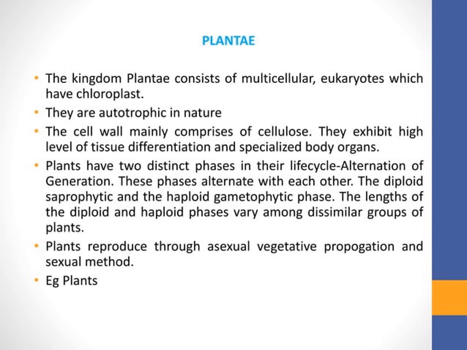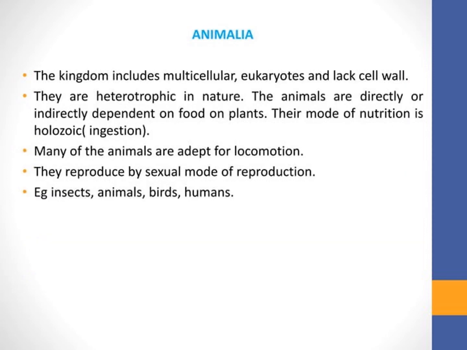Then the Plantae kingdom. The kingdom Plantae consists of multicellular eukaryotes which have chloroplasts. They are autotrophic in nature. The cell wall mainly comprises cellulose. They exhibit a high level of tissue differentiation and specialized body organs. Plants reproduce through asexual vegetative propagation and sexual methods.